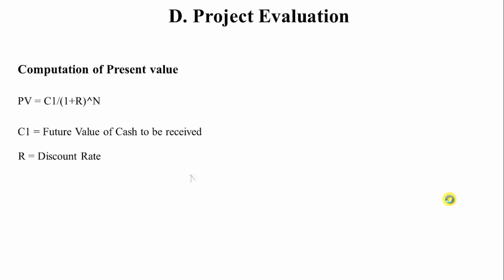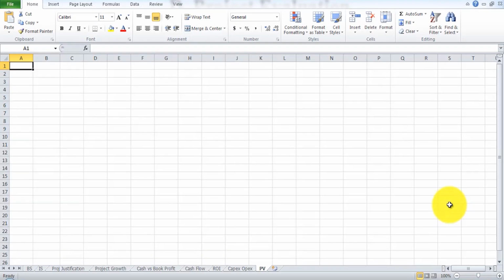Okay. Next is the N. That is 1 plus R raised to the power of N. That is the number of periods. Now this number of periods can be yearly, 6 monthly, quarterly, anything. Okay. With this in mind, let us see a quick example. Ideally, let us prepare a quick example to understand the concept of present value. So we have Excel ready over here. Now let's say we need to compute the present value of $100,000 expected to be received after 3 years, discounted at 10%. Okay, so I'll just note it down over here.